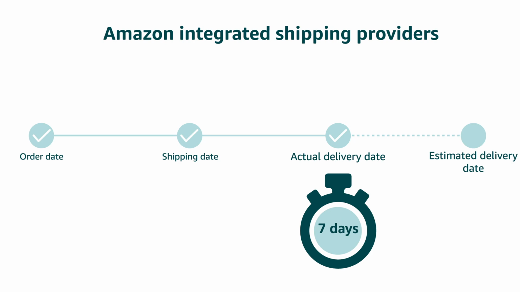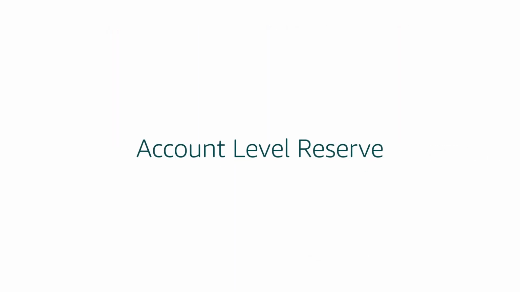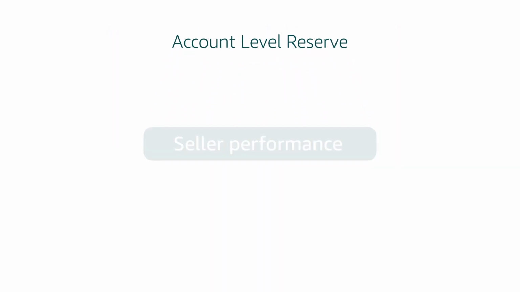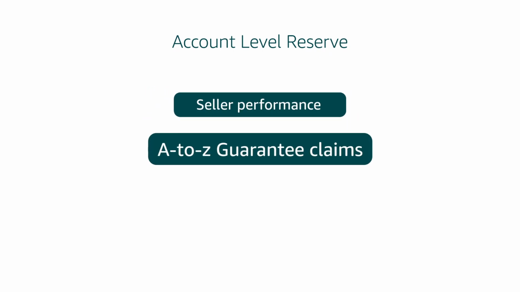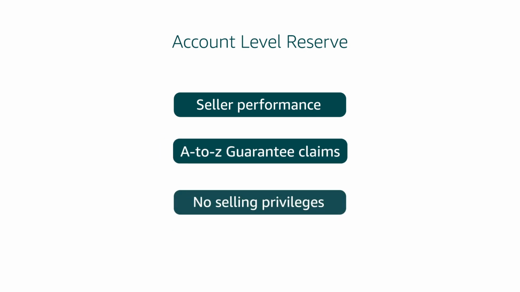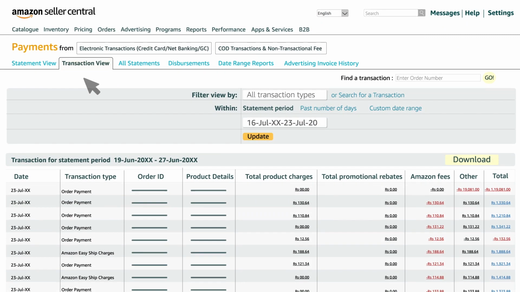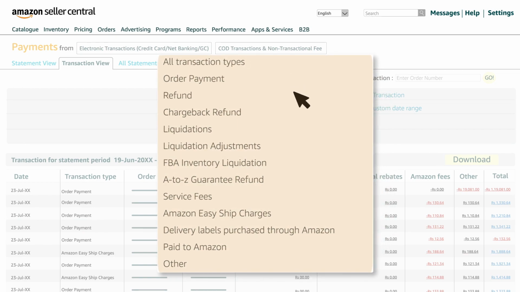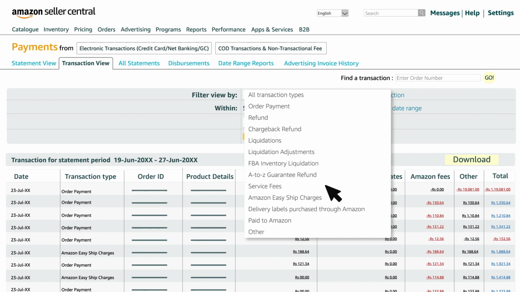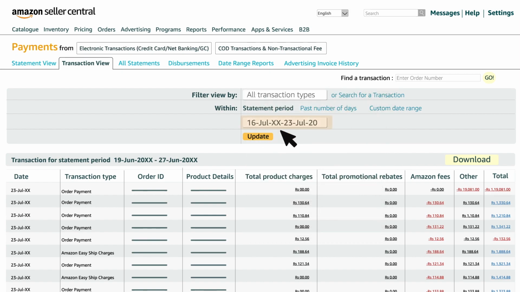In addition to this, you might also see funds in account level reserve if your seller account is under review because of performance issues, open A to Z guarantee claims, or when the selling privileges are removed. The Transaction View page displays the transactions within a given period. You can filter by different transaction types such as order payment, refund, easy ship charges, etc., and also customize date ranges to see data from previous time periods.